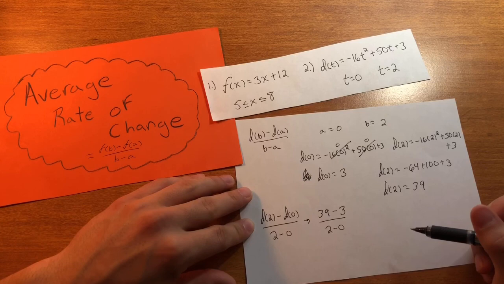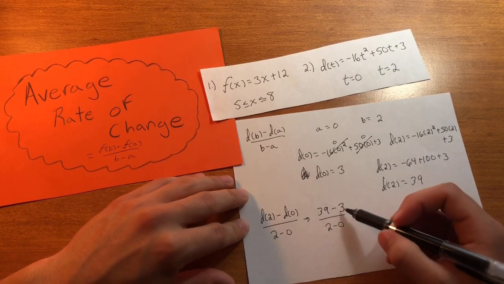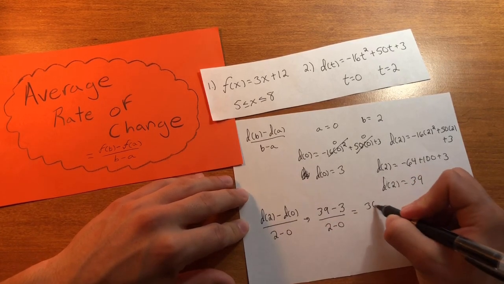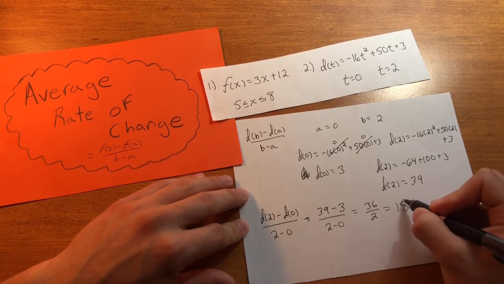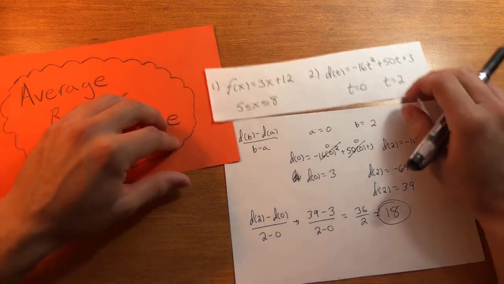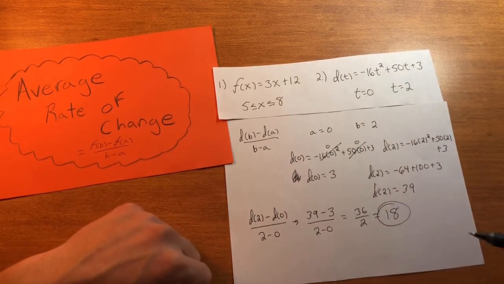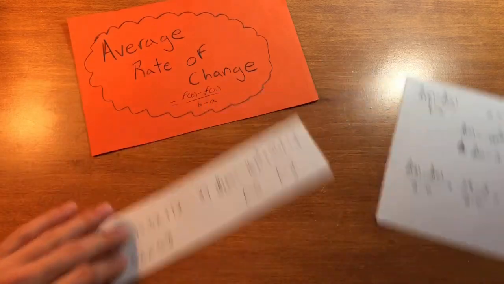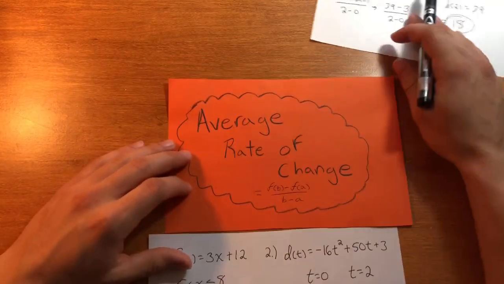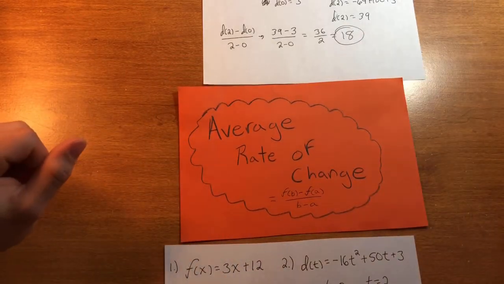Okay, so 39 minus 3 is 36, 2 minus 0, 2. So this equals 18. My average rate of change, okay, is 18. All right, so that's how you find the average rate of change, right? So as you can see, this formula here is very important, right, when you're trying to find the average rate of change.